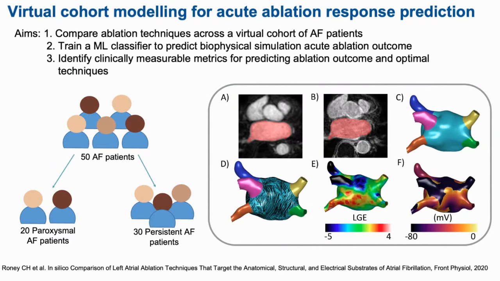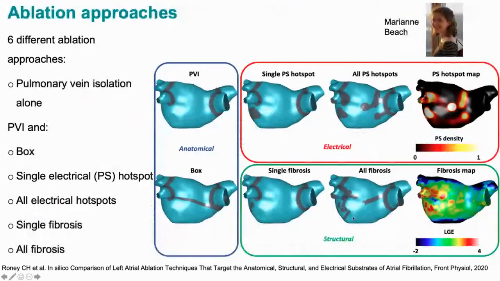So we had 50 patients with atrial fibrillation, 20 of them were paroxysmal AF, and 30 had persistent AF. We built simulations of them, so the modelling was here, and we then trained a classifier to try and predict the outcome of different approaches. The approaches that we looked at, as I've already spoken about, were pulmonary vein isolation, another anatomical type, box ablation, where you isolate the roof.